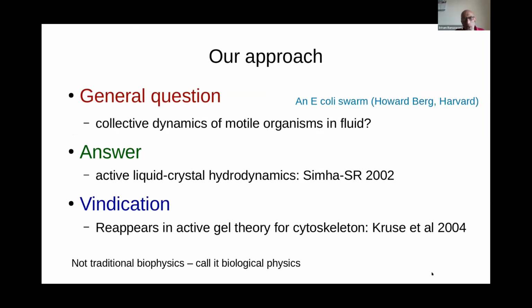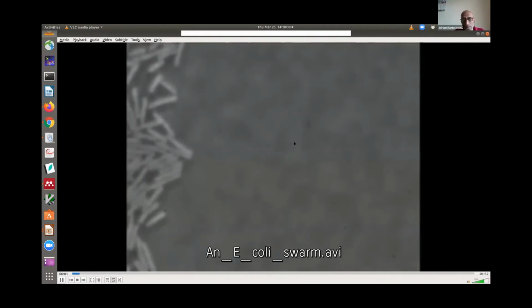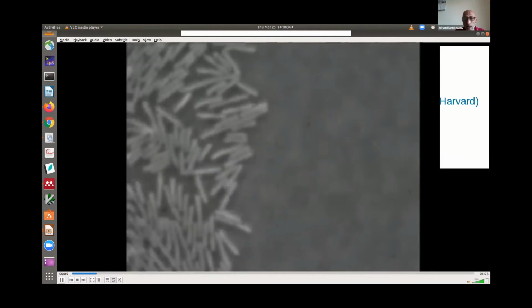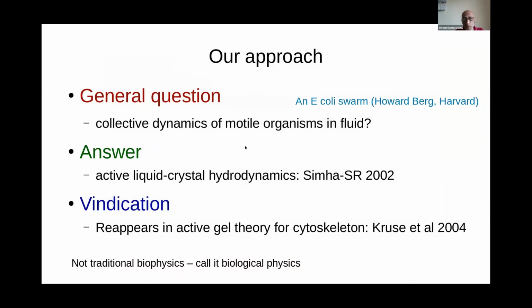So what we did was really just to say that if you've got motile organisms, with some interaction that makes them tend to want to align with each other. So if you've got a system of bacteria moving around in a fluid, then what are the correct equations to write down to describe this system?